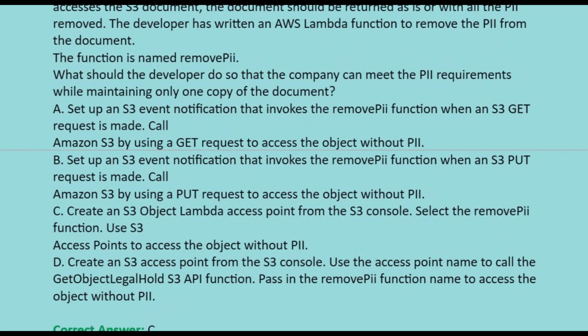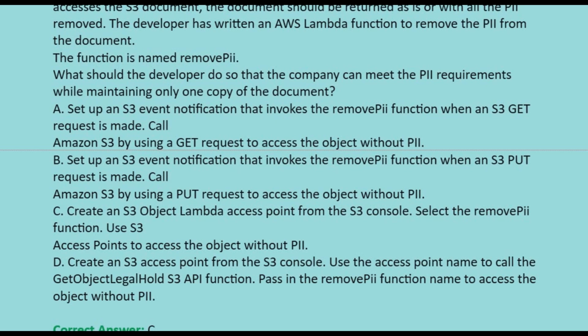Option A. Set up an S3 event notification that invokes the remove PII function when an S3 GET request is made. Call Amazon S3 by using a GET request to access the object without PII. Option B. Set up an S3 event notification that invokes the remove PII function when an S3 PUT request is made. Call Amazon S3 by using a PUT request to access the object without PII.